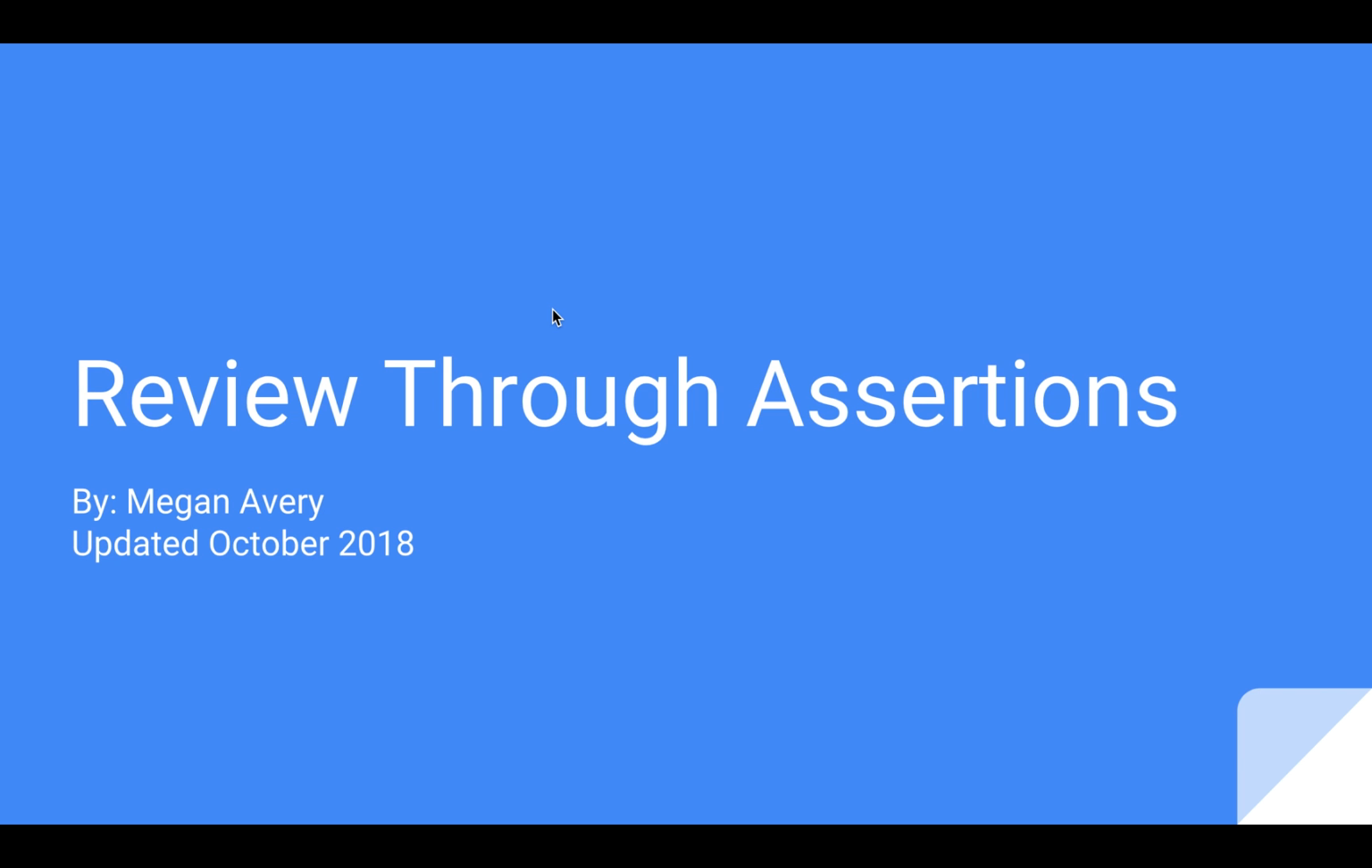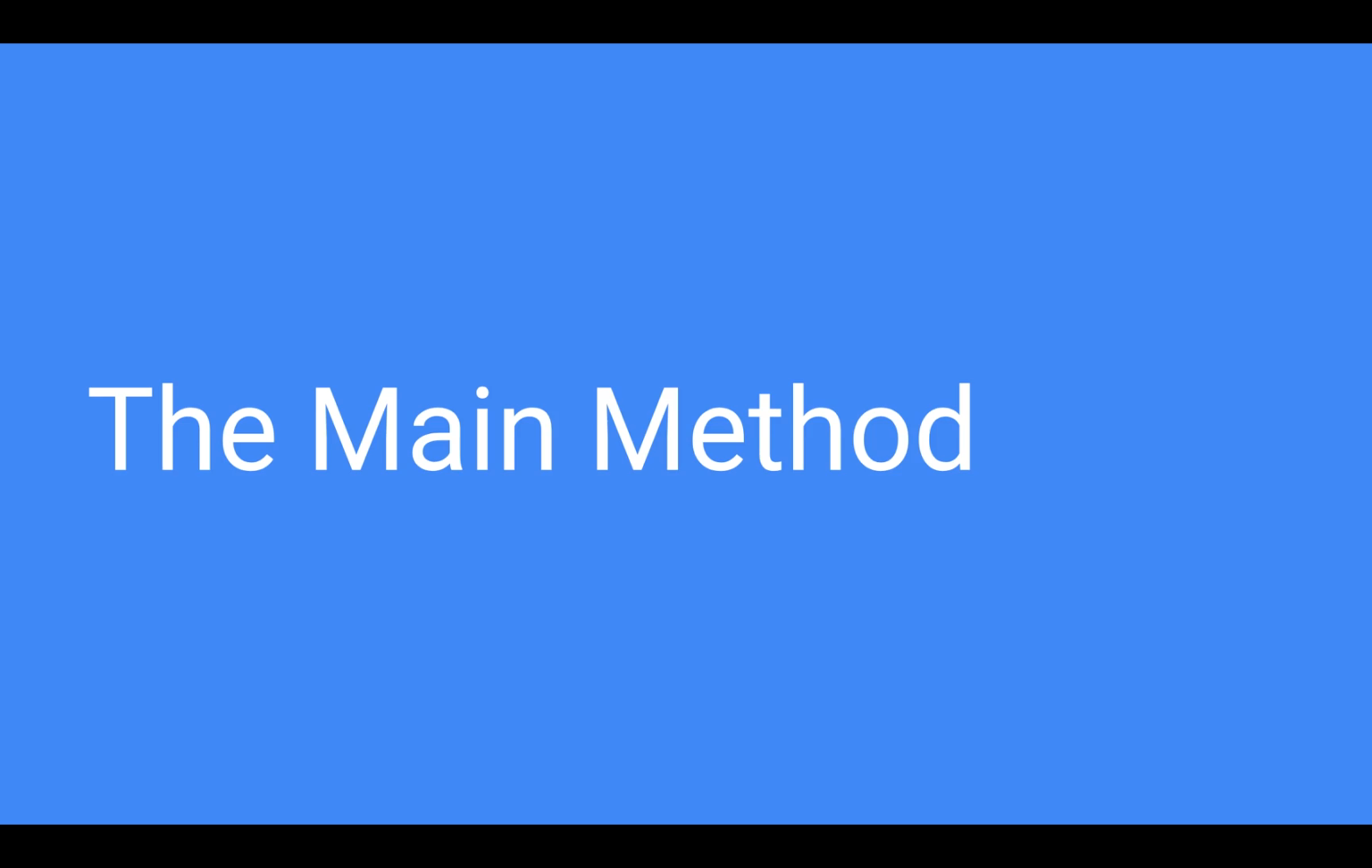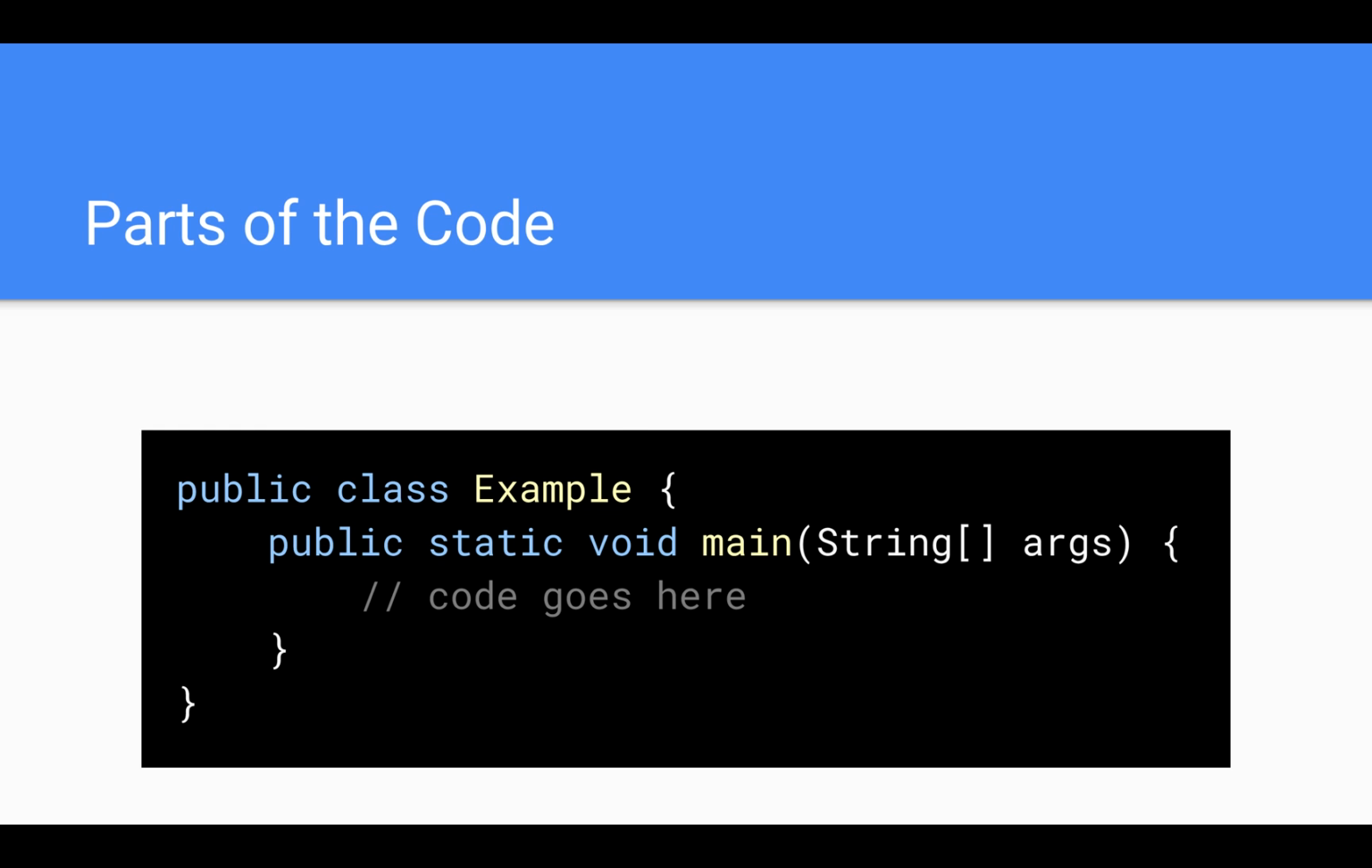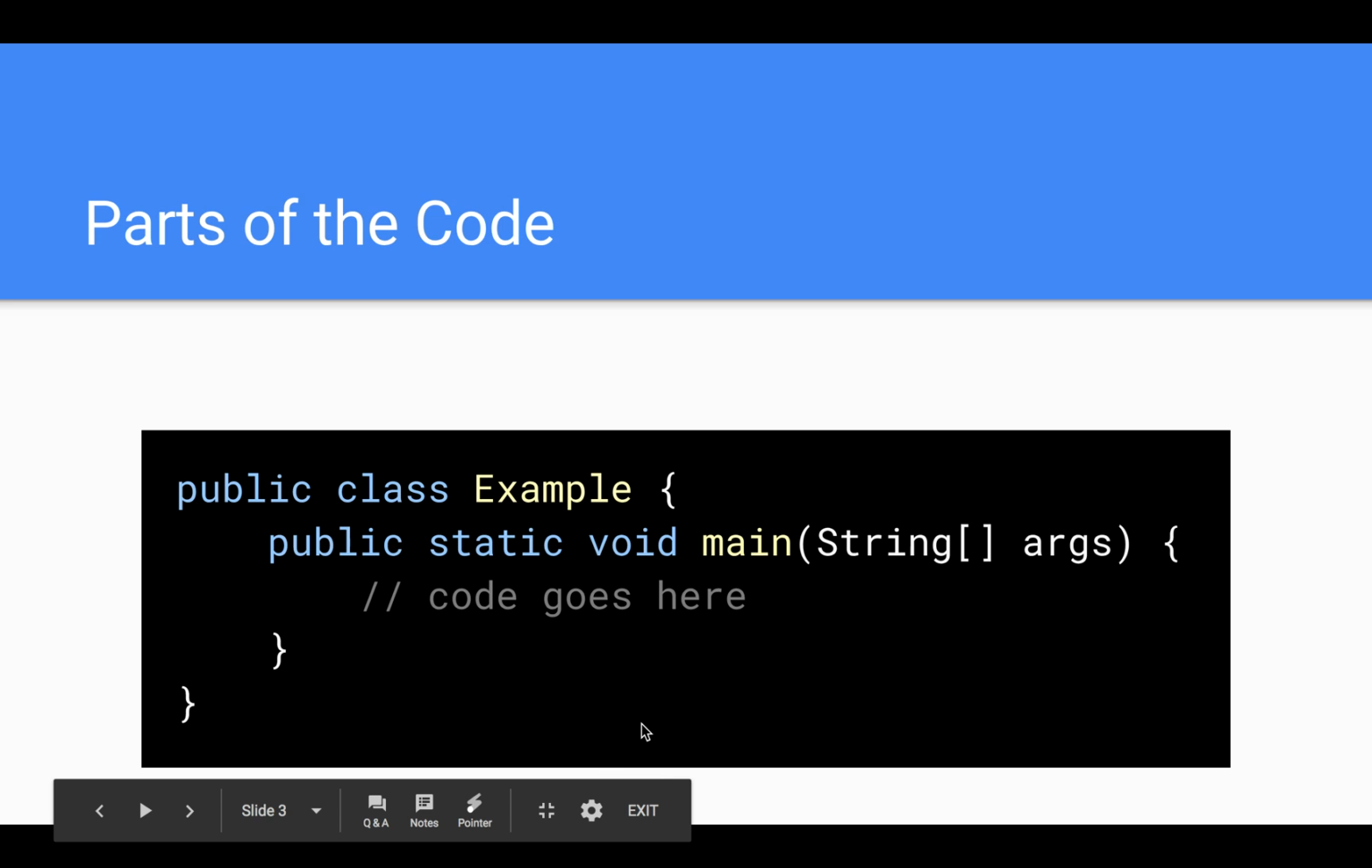This is going to be a review through assertions. The main method. So, parts of the code. This example here is an example of what a main method looks like.